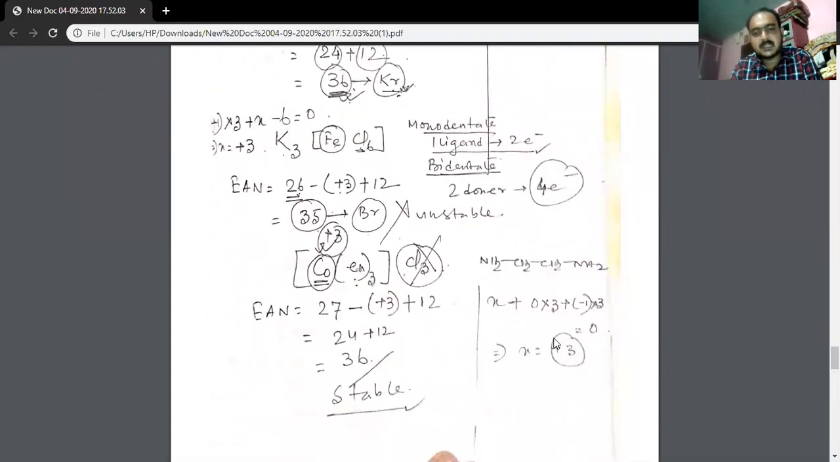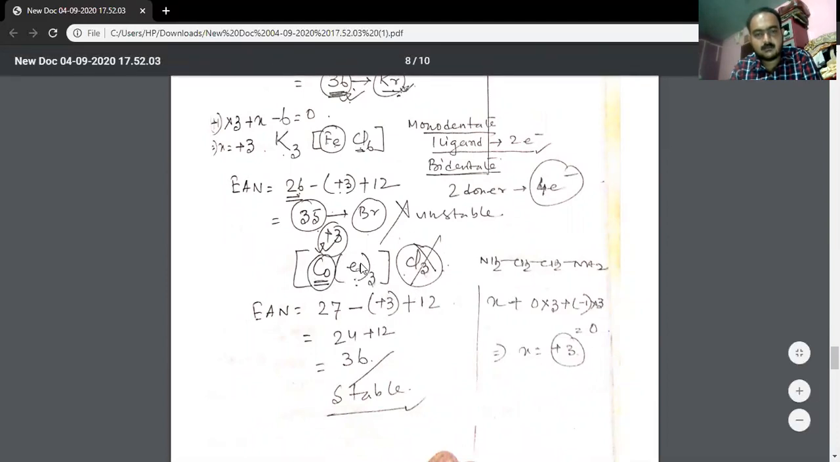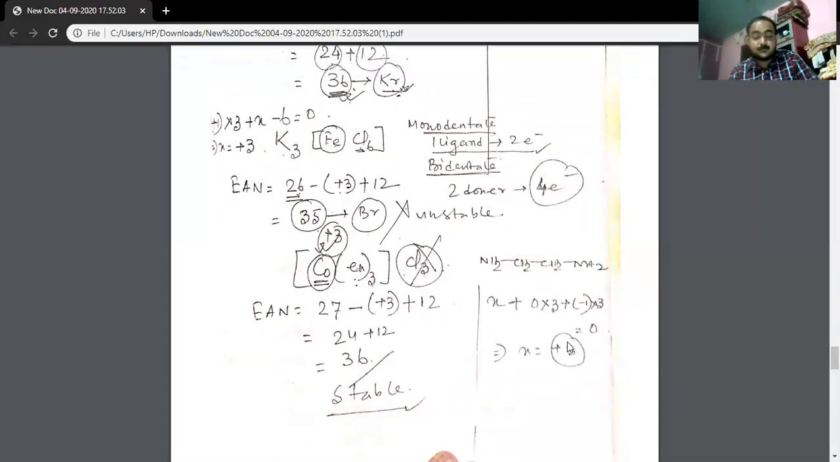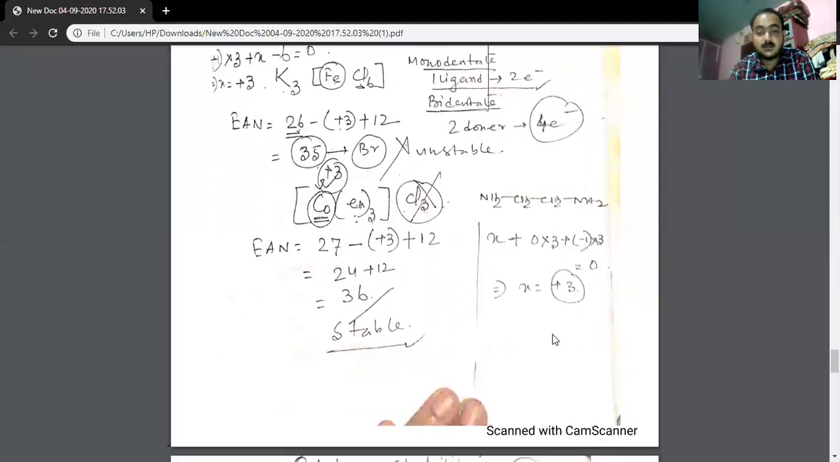We can see another very good example: [Co(en)3]Cl3. Now we should find out the oxidation state. X is the oxidation state, plus ethylene diamine is a neutral ligand, it has a zero oxidation state, so 0 into 3 ethylene diamines are present, plus chlorine has a minus 1 oxidation state into 3. The molecule is overall electrically neutral, so this becomes 0. X equals plus 3, so the oxidation number becomes plus 3.